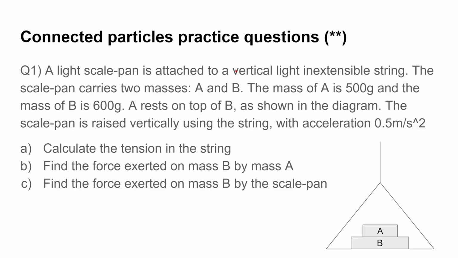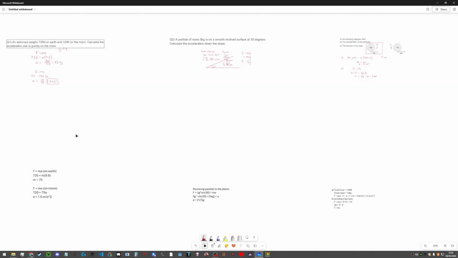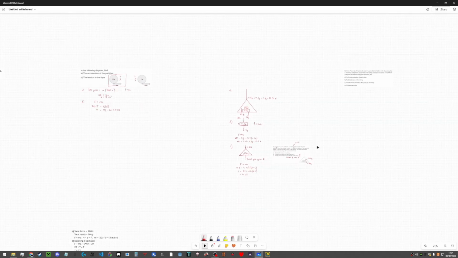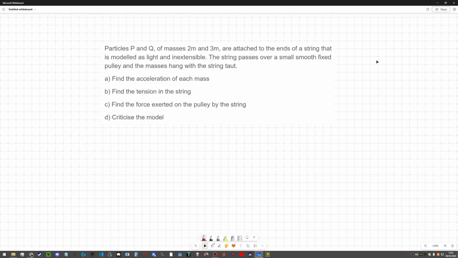Alright. So we've got another practice question here. Hopefully. Oh no, it's crashing again. Ah, there we go. Particles P and Q of masses 2m and 3m are attached to the ends of a string that is modelled as light and inextensible. The string passes over a small, smooth, fixed pulley, and the masses hang with the string taut.